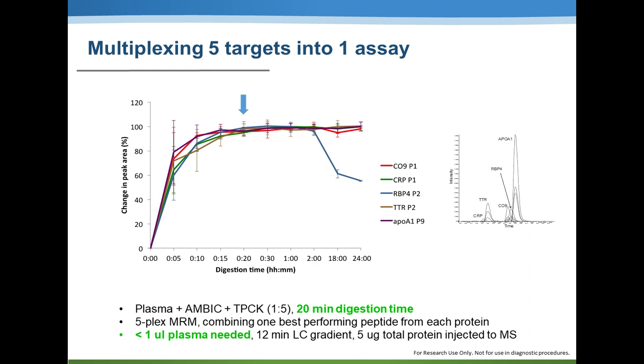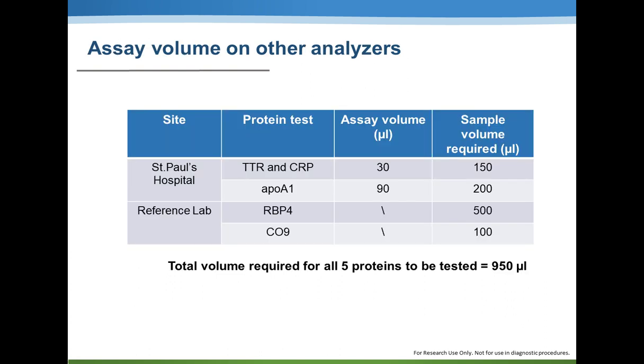And finally, we are able to multiplex the 5 markers into one assay. By selecting the best performing peptide from each of the 5 protein markers and combining them into a 12 minute LC gradient, we achieved a 20 minute digestion using a single workflow. In addition, less than 1 microliter of plasma sample is required, so very minimal sample volume.